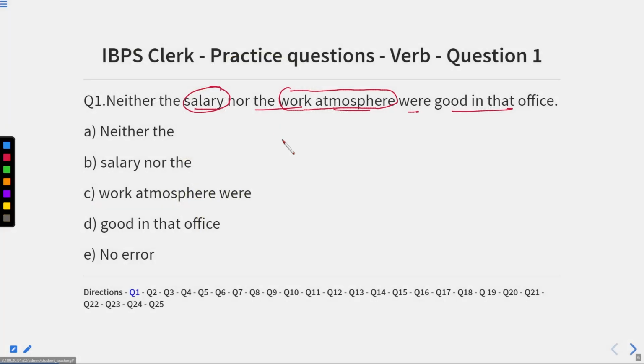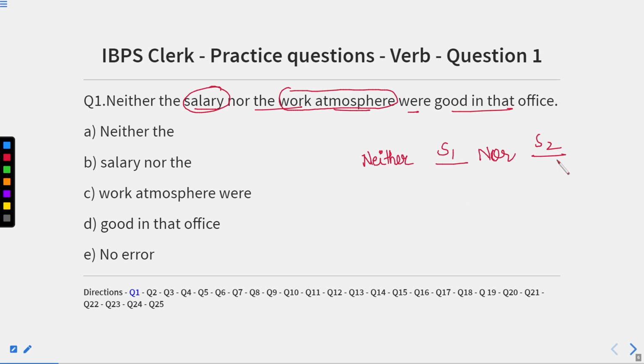Now let us get back to the question. Here we have the structure of neither nor. Whenever we use the neither nor structure, suppose we have neither nor, either or, not only but also. So it has a concept, or it has a rule, that suppose after neither we have subject 1 and after nor we have subject 2.